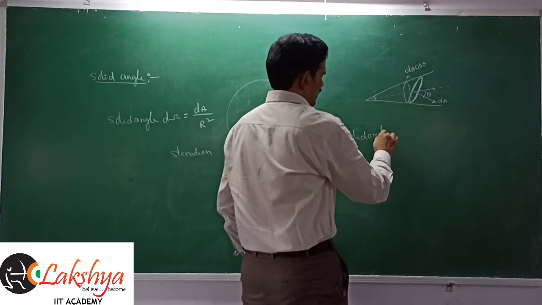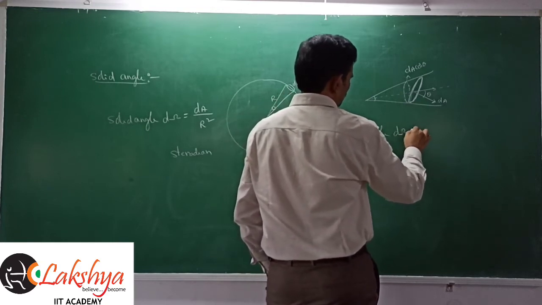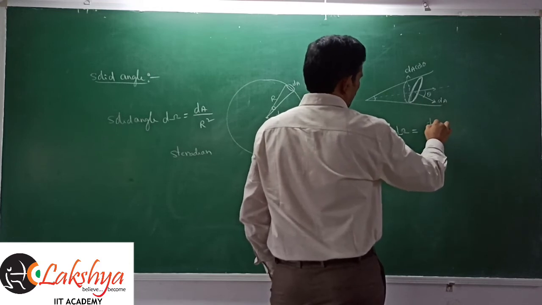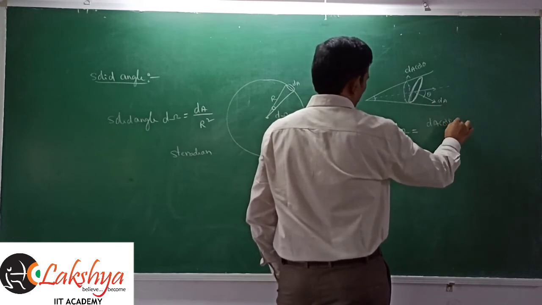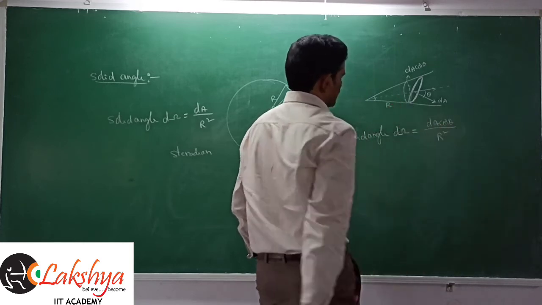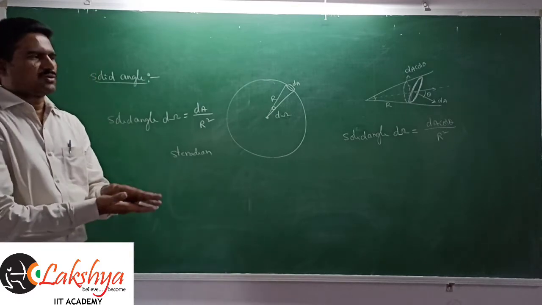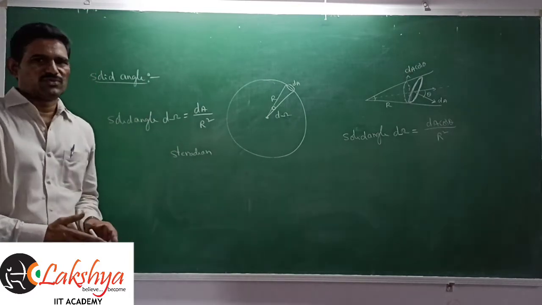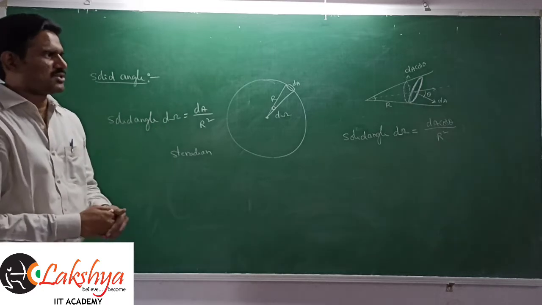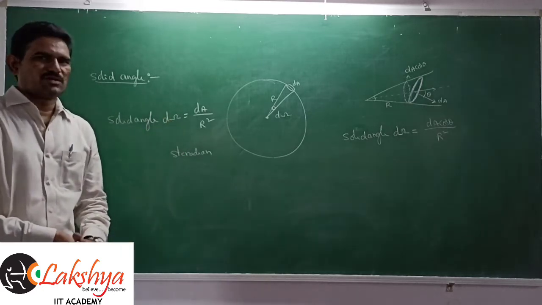So the solid angle we can define as d omega is equal to dA cos theta by r square. We consider this distance as r. When that area makes a certain angle theta with the normal, we need to take the normal component of dA, that is dA cos theta. In such a case, we define the solid angle as dA cos theta by r square.